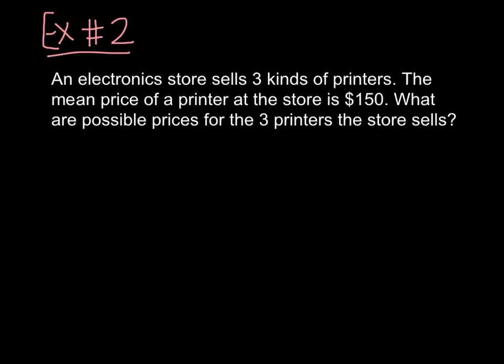Example 2. An electronics store sells 3 kinds of printers. The mean price of a printer at the store is $150. What are possible prices for 3 printers the store sells? This one's a little bit easier because 150 is kind of easy to work with. Let's go with one printer could cost 100. One printer could cost 150. And the last printer could cost $200.